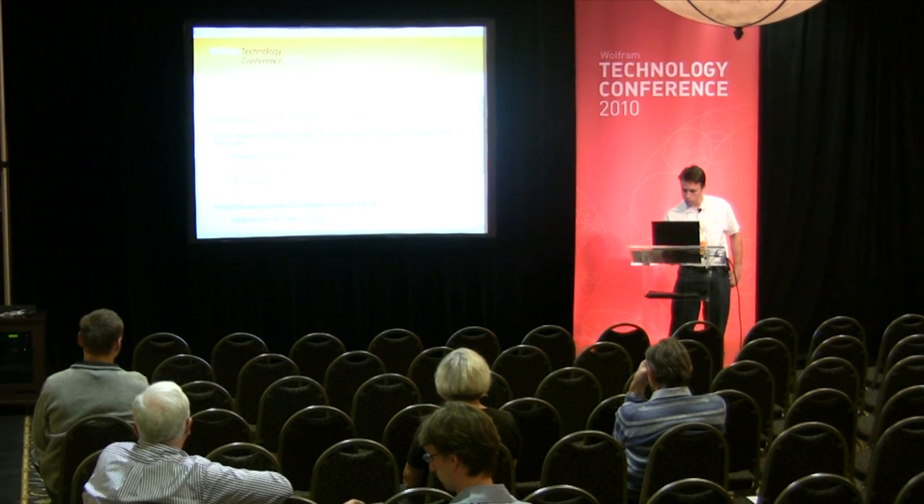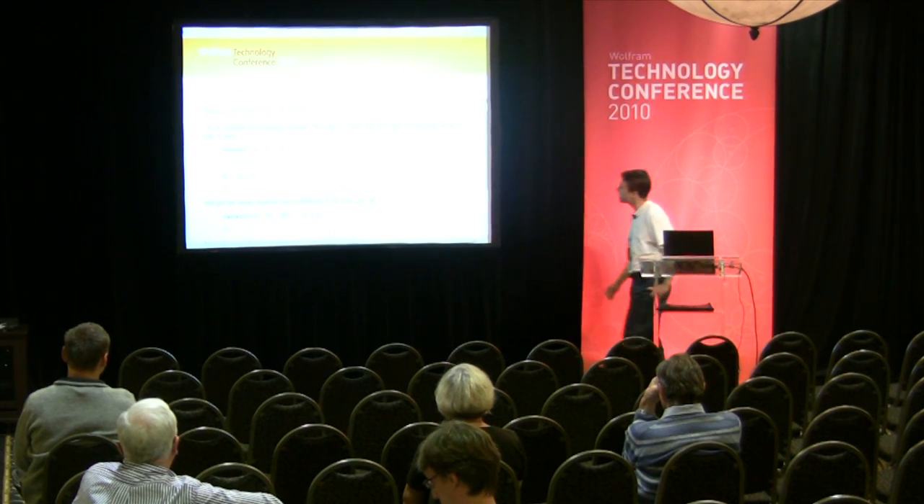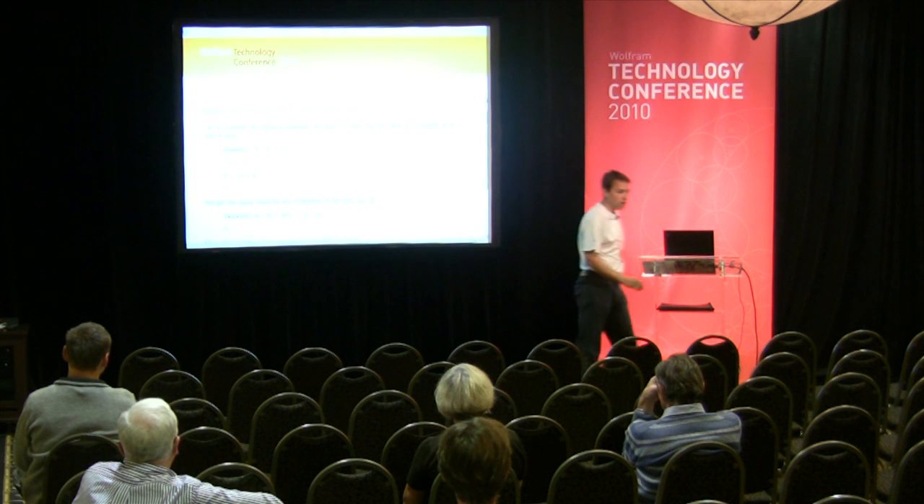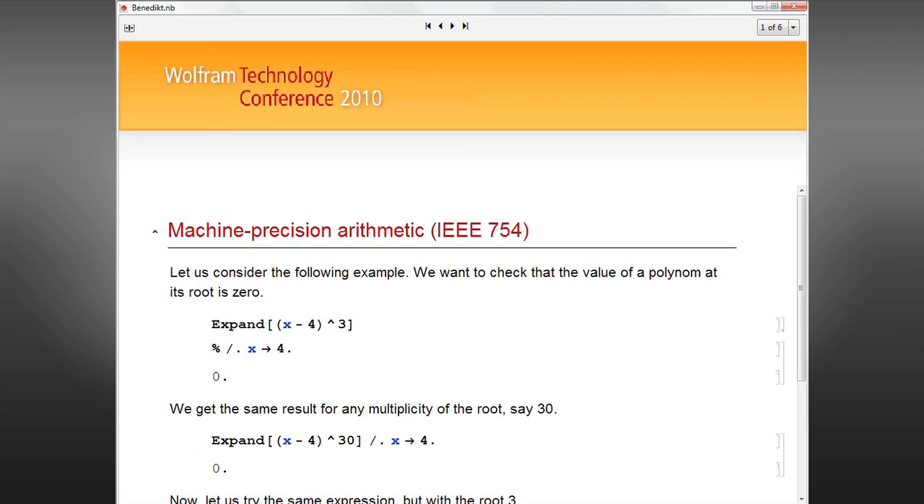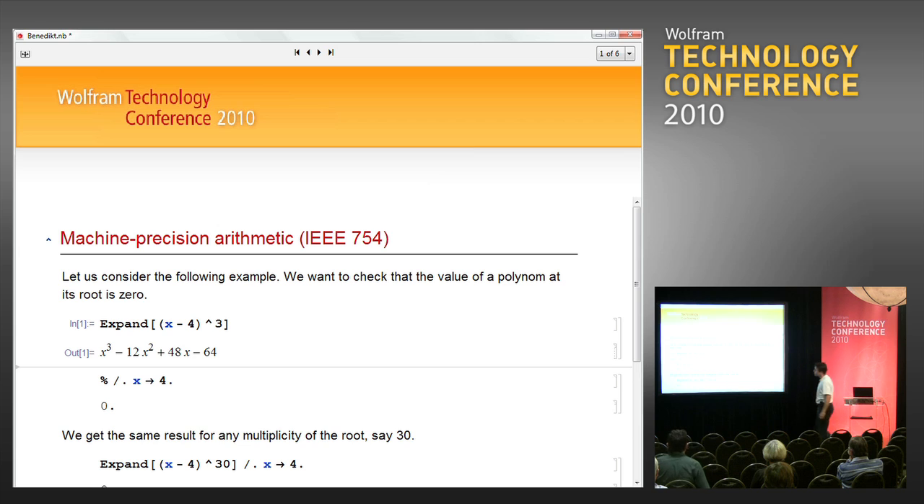So for those who never heard about interval arithmetic, I will start with a motivating example. Let's consider this very simple problem. I want to show that if I take a polynomial of third order, then if I substitute the root of the polynomial for the variable x, I get 0.